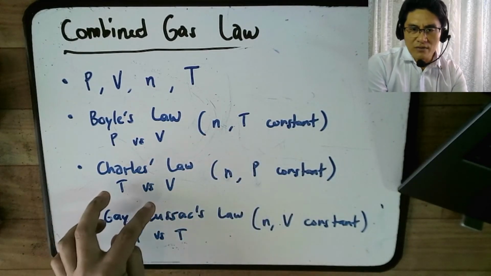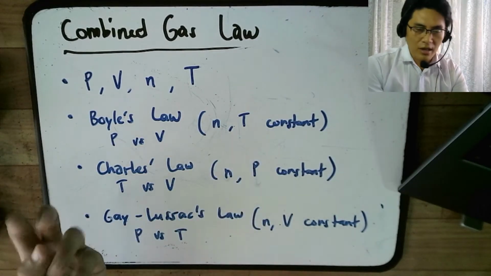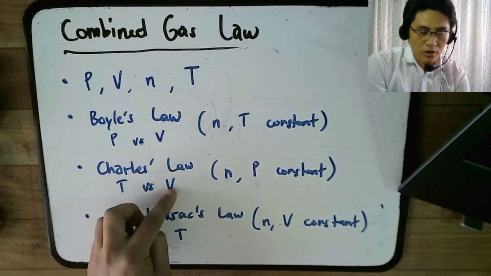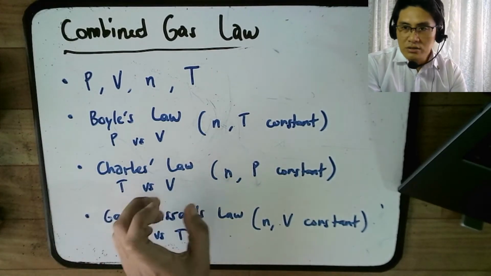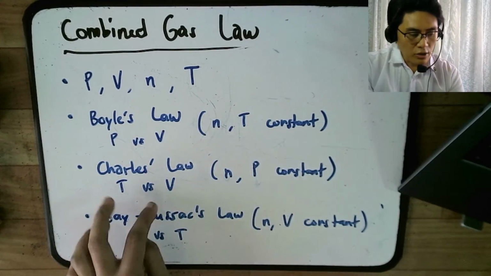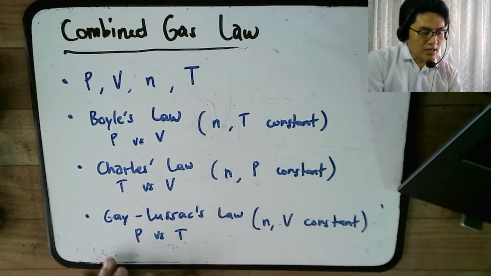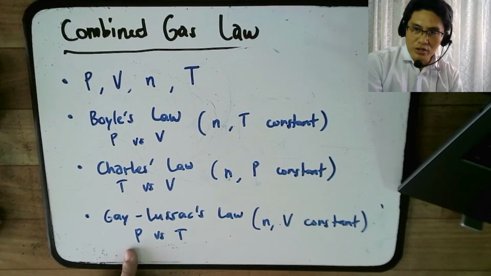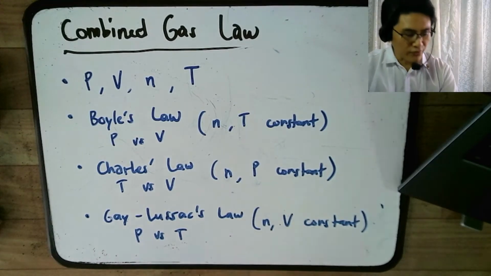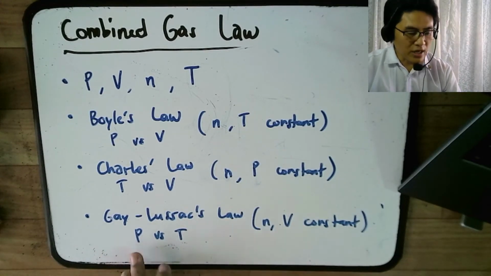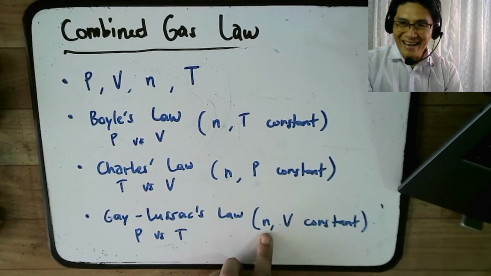Charles's law looks at a different thing. It looks at the temperature versus the volume. Because good experimentation dictates it, you must keep the number of particles and pressure constant. In Gay-Lussac's law, you're looking at the effect of pressure on the temperature, and vice versa. Because you're looking at P and T, you have to keep N and V constant.